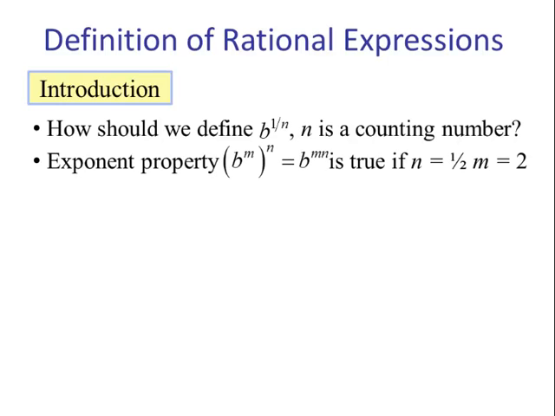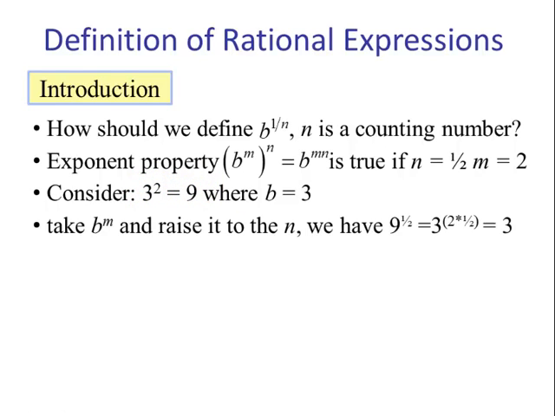If you recall the exponent property, if I have b raised to the m power and raise that number to the n power, then that is equal to b raised to the m times n power. Now, this is true if we let n be equal to a half and m be equal to 2. So if we consider b being 3, we have b to the m power equal to 9, because 3 squared is 9. Now if we take b to the m and raise it to the n power, we have 9 raised to the 1/2 power.